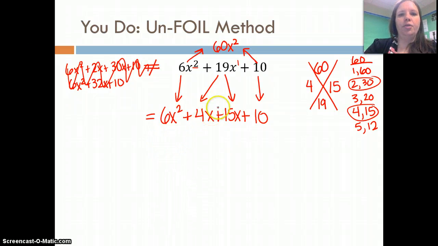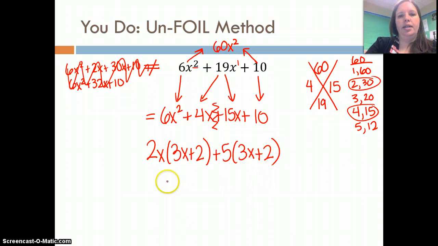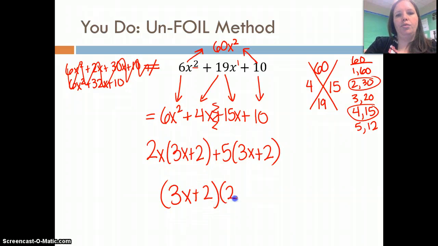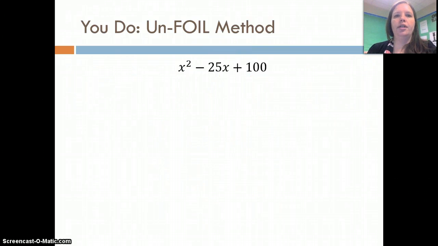So if I continue here, factor by grouping, my first GCF is 2x, so I'm left with 3x plus 2. My second GCF is positive 5, so I'm left with 3x plus 2. So my factors are 3x plus 2 and 2x plus 5. All right, continuing on. Here's another one for you to try.